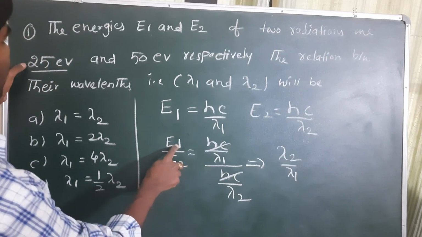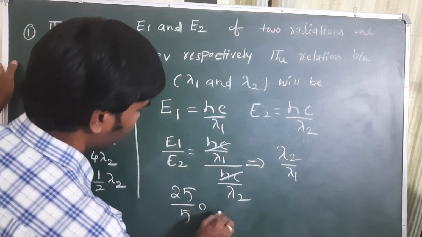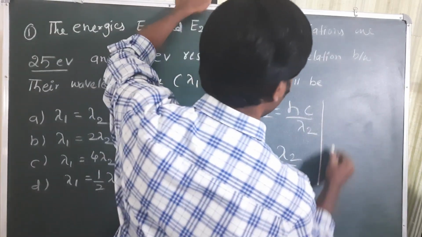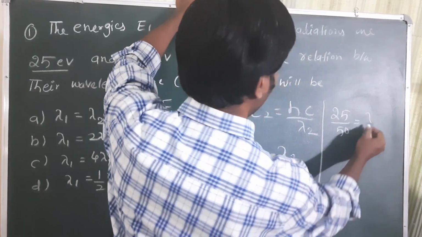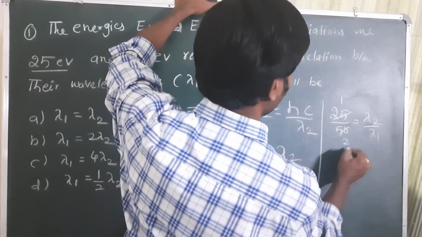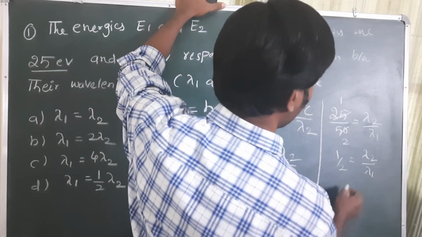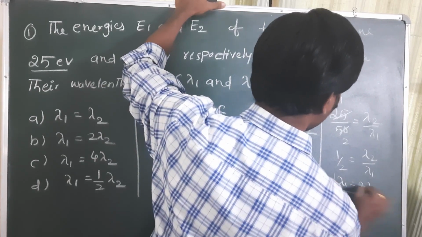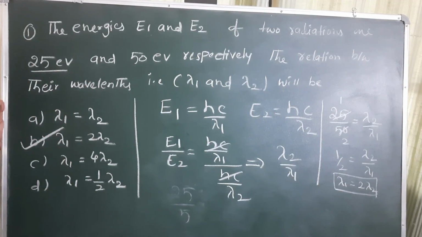Here the E1 value is 25 and the E2 value is 50, so 25 by 50 is equal to lambda 2 upon lambda 1. 25 once is 25, 25 twice is 50, so 1 by 2 is equal to lambda 2 by lambda 1. So now lambda 1 is equal to 2 into lambda 2. So this one is our answer.